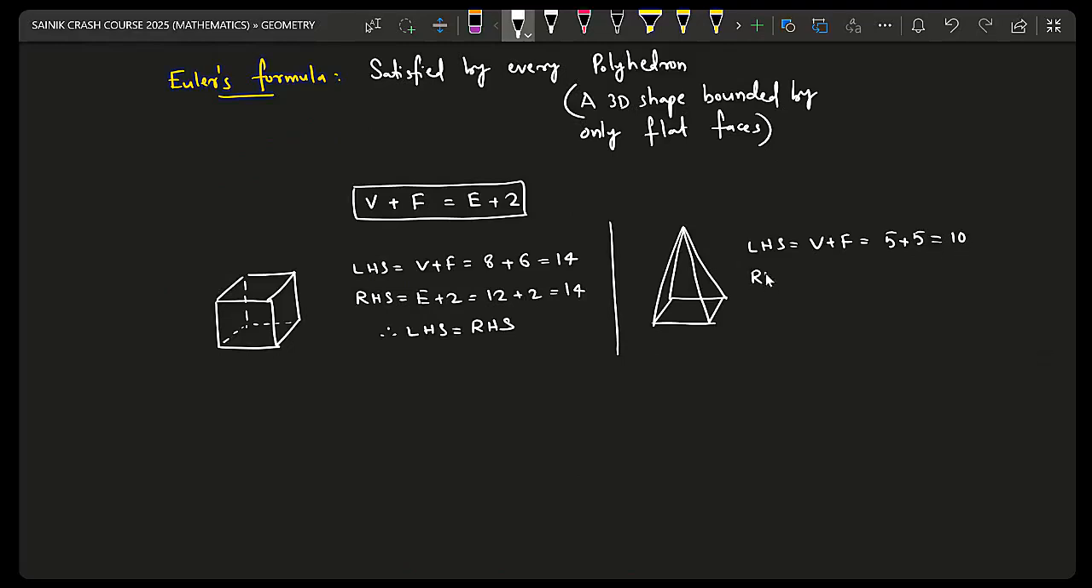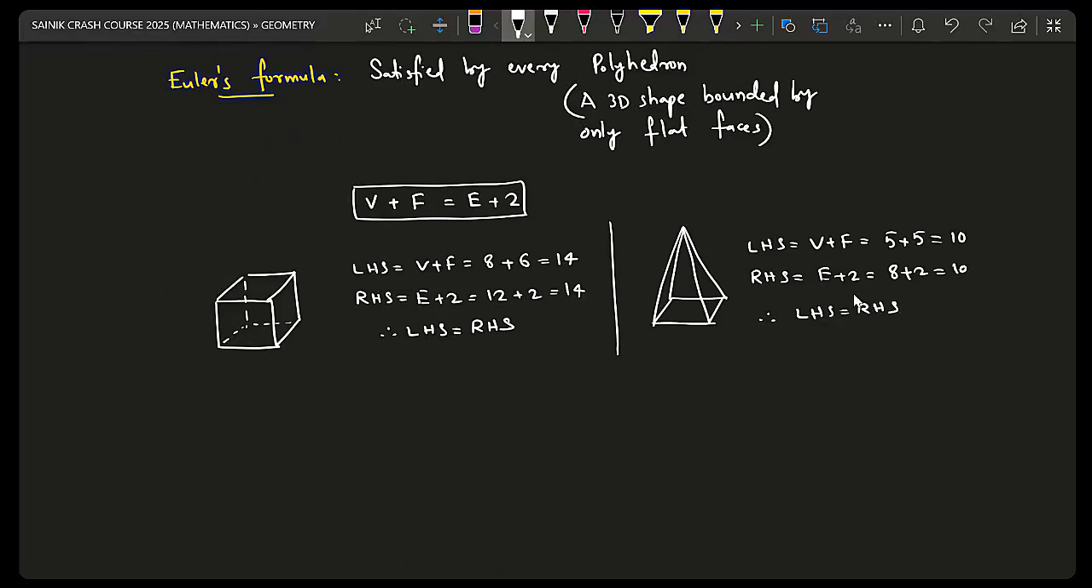And the RHS, that is E plus 2. E means the number of edges. So 4 at the bottom and 4 on the lateral side, so 4 plus 4 is 8. So we got 8 plus 2 is equal to 10. Again, we got the same answer, that is LHS equal to RHS.